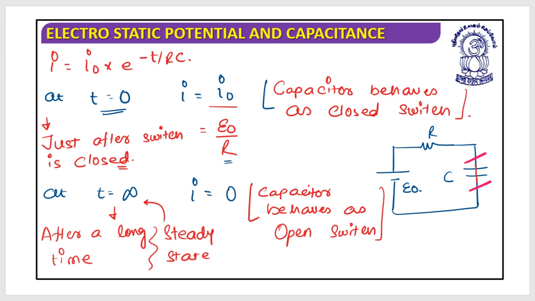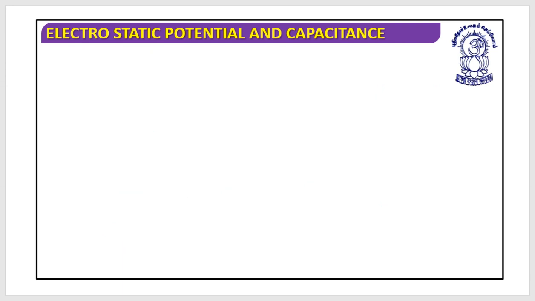So please remember this. At t = 0, the capacitor behaves as a closed switch. That means you are going to remove the capacitor and just connect the wire. And at t = infinity, the capacitor behaves as an open switch. And when I say open switch, just disconnect the capacitor and do not connect anything. Yes. So ready for the numerical? Let's begin then.